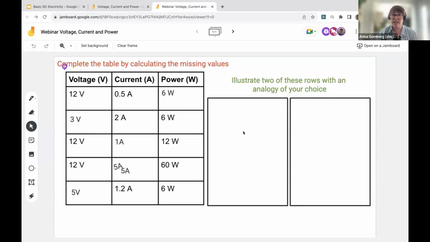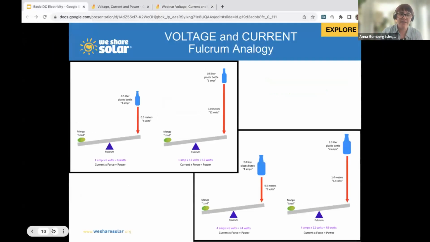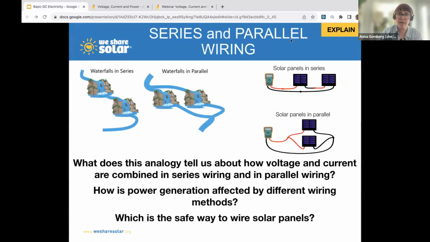So giving the kids opportunities to try and model it, come up with other analogies. You just never know. They might come up with something that needs a bit of help to make sense, but they might completely discover something else, a physical concept that they work out themselves, which is always really cool. Okay, so that's voltage and current. Multiply those two together to get power.